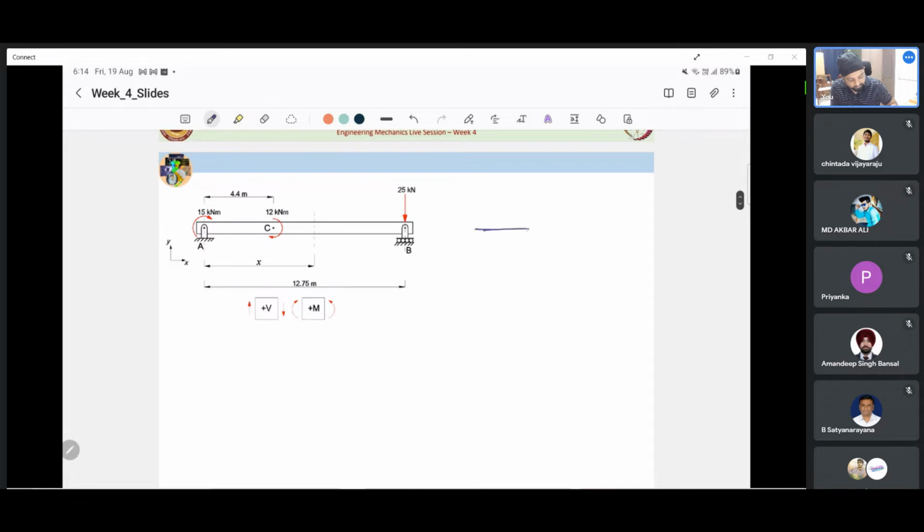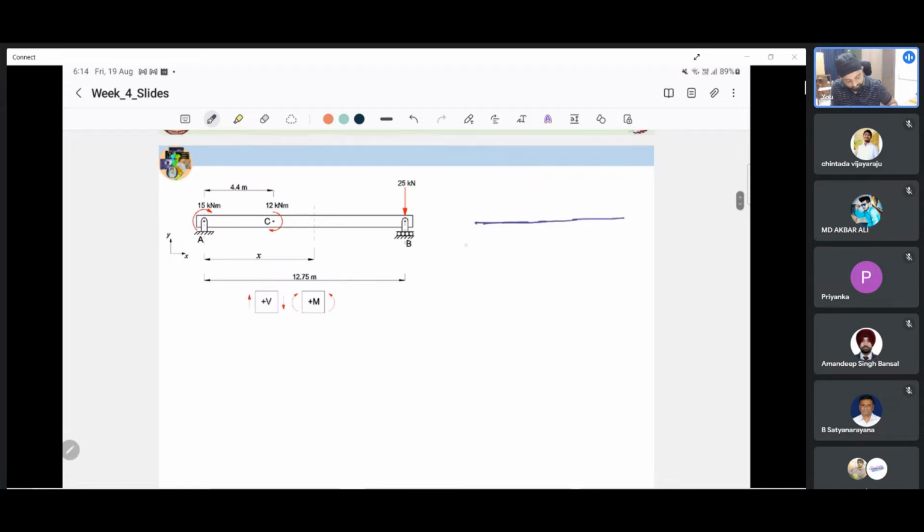For simplicity's sake, I draw this as a line diagram, and we know that A is a hinged joint. This basically has two restraints. It arrests translation in both directions. And B is a roller joint, so we have discussed at length that it offers only a vertical restraint. Then we have a load here which is 25 kilonewton. Then there is point C where a couple is applied, of magnitude 12 kilonewton meter in the clockwise direction. This is point B, this is point A.